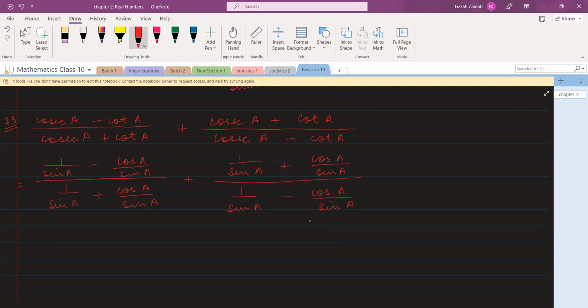Wait. Yeah, Martin, right? So you can separately take LCM now. So first, this is sine A, so you get 1 minus cos A. And similarly, the LCM will be sine A, and it will be 1 plus cos A. All right. And now the sine A will cancel out, so it will become simpler. Similarly, this side. Now please complete it.